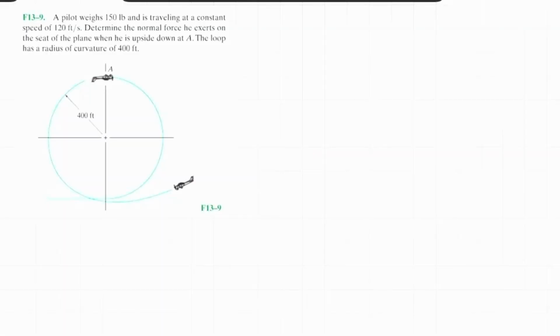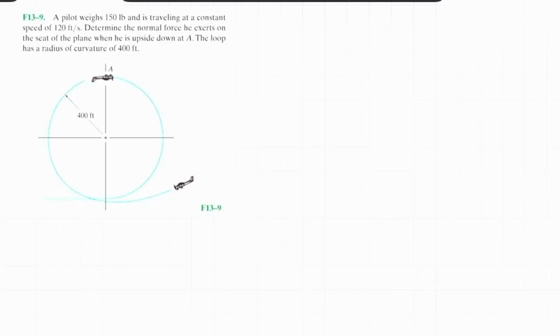Okay, so here we have another problem similarly in normal tangential. Notice we have a pilot that weighs 150 pounds traveling at a constant speed of 120 feet per second. They're asking us to determine the normal force he exerts on the seat of the plane when he is upside down at A. The loop has a radius of curvature of 400 feet.